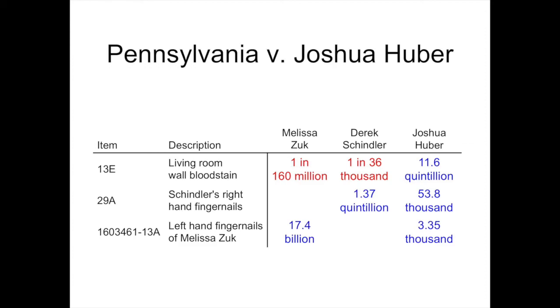And what we see is that in blue, those are inclusionary matches. There are big numbers in the quintillions, the type that a crime lab can detect from a mixture, that were known to associate the defendant with the living room wall blood and the victims with their own fingernails. Most of the other numbers were not detected by the crime lab, but they give information. In fact, Joshua Huber's DNA is under both the victims' fingernails, which the defense used to indicate there was a struggle. The victims' DNA, as shown in red, are not on the living room bloodstain on that mixture. Those numbers are more like 1 in 100 million.